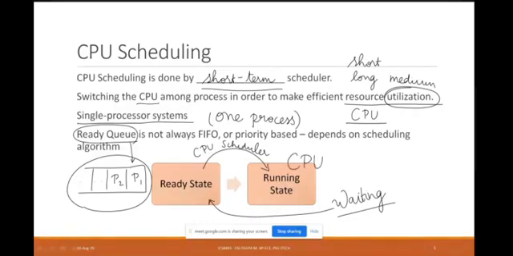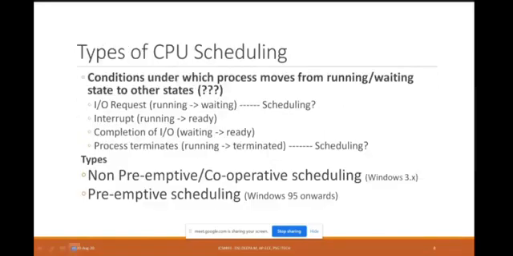So this is about your CPU scheduling. Now we'll see what the different types of CPU scheduling are. First we will move on to the types, then I'll come to the conditions. So the types: preemptive scheduling and non-preemptive scheduling.